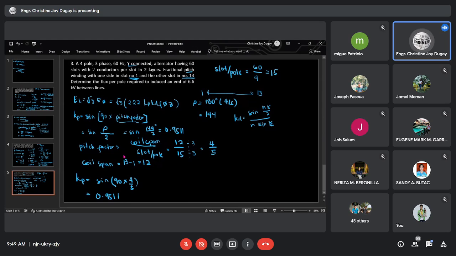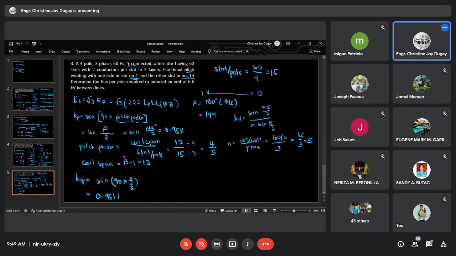So, ang n natin, that is equal to slot per pole per phase, no? So, ilang slot po tayo? 60. Ilang pole? That is 4. Divide niyo siya sa 3. So, that is equal to 15 over 3. So, that is equal to 5.